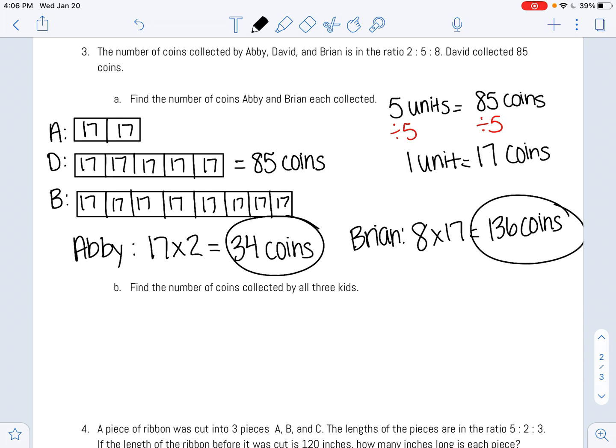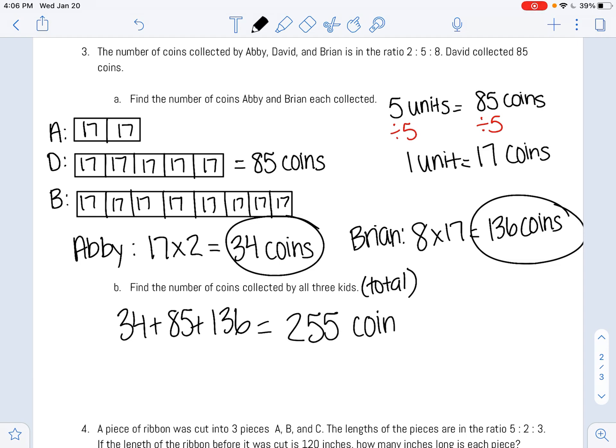In part B, now our job is to find the coins collected by all 3 kids, or to find our total. So we need to add 34 plus 85 plus 136 to get 255 coins.